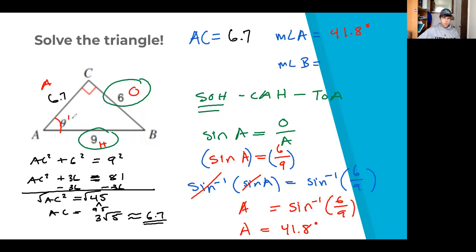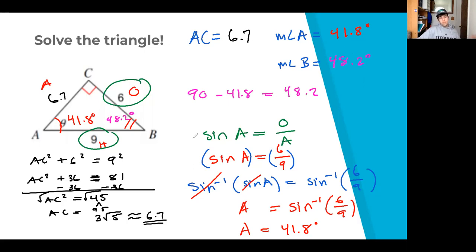We are missing one more thing. We haven't figured out the measurement of angle B, but we should be able to get that pretty easily. Remember that these two angles always have to be supplementary to each other. So I'm going to go ahead and give myself a little space right here in the middle. So if we have 90 minus 41.8, that's going to give us this measurement right here, 90 minus 41.8. So I get 48.2. So that's the measurement of angle B. Right here, 48.2.